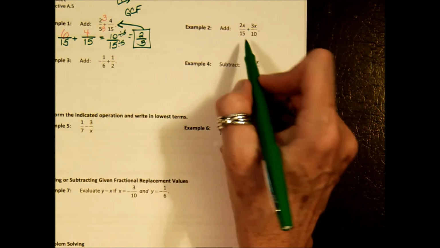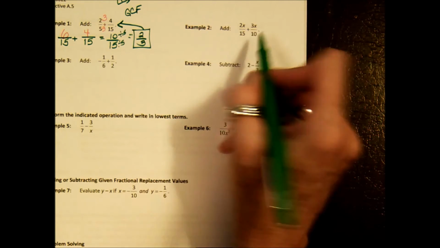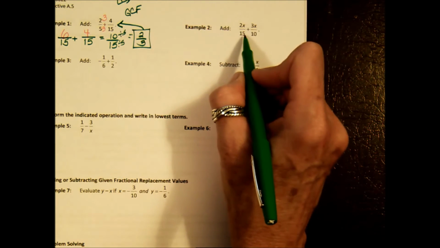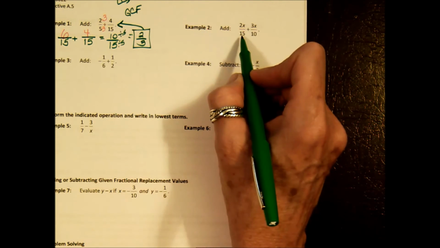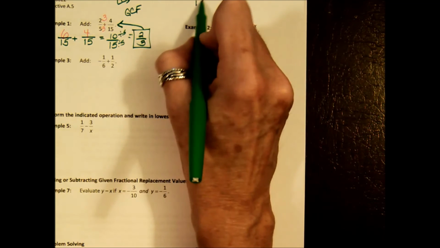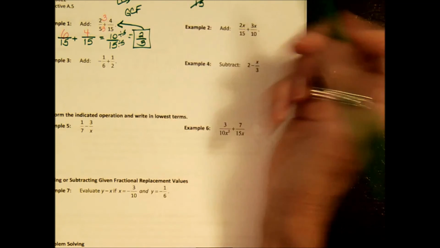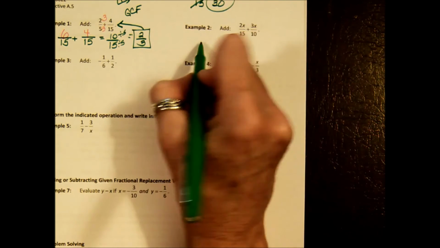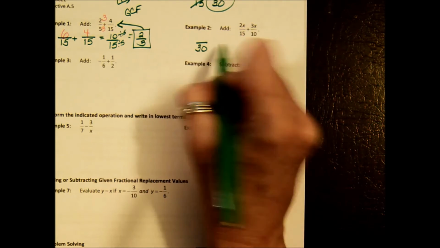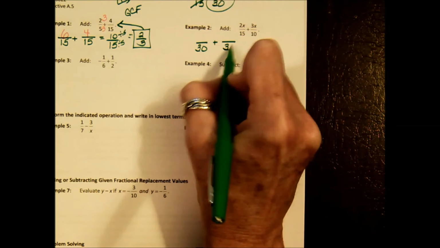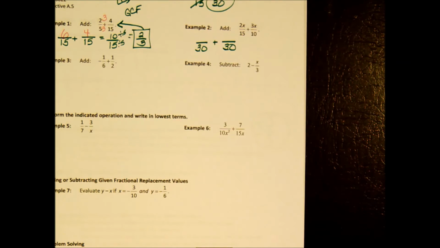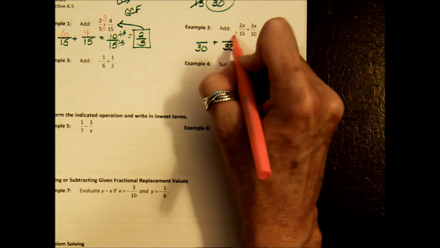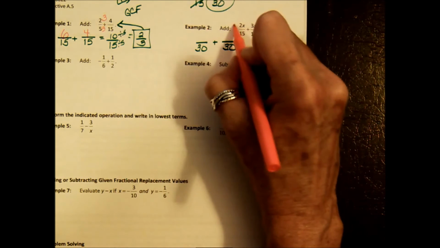Let's try another one with variables. 10 won't go into 15, so 15 is not my LCD, but I can skip count by 15 pretty easily. So 15, nope, 10 won't go in. 30, yep, 10 will go in. That's my LCD. So I go underneath. I start my new fractions showing the LCD, and I say, what do I do to 15 to get 30? Times 2. So I do that in the numerator also.